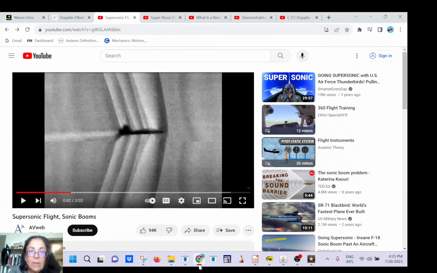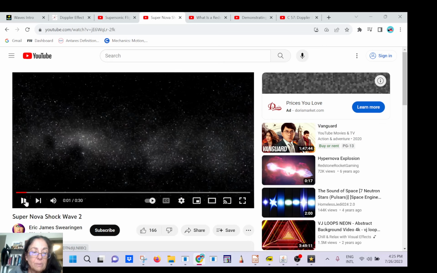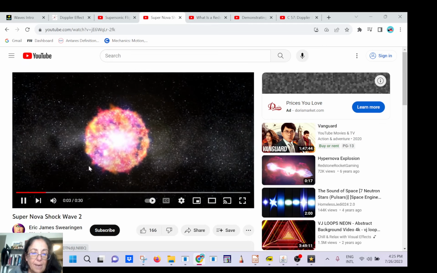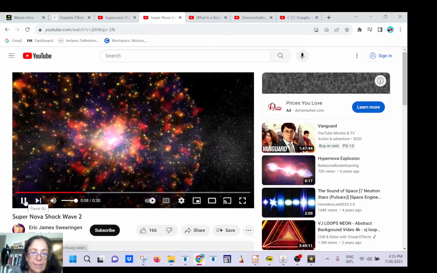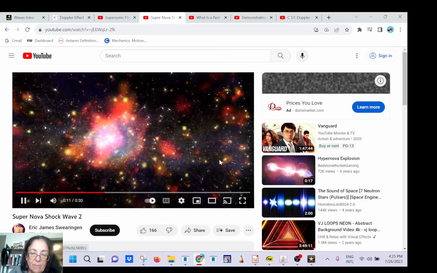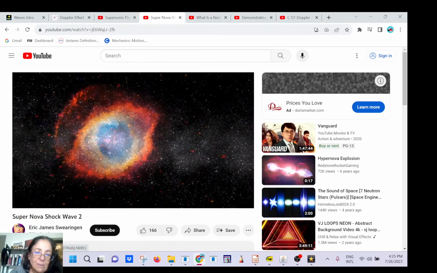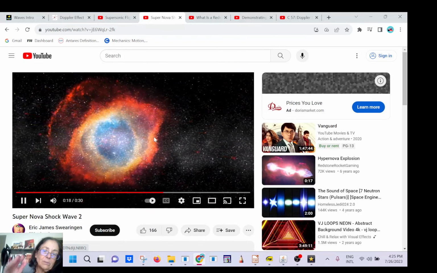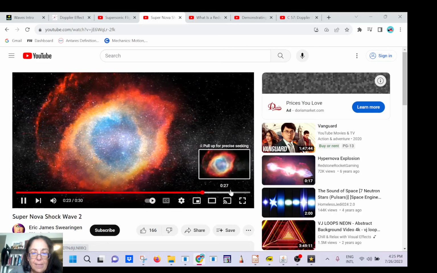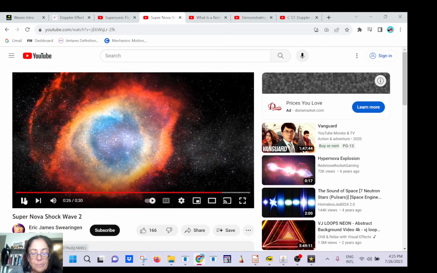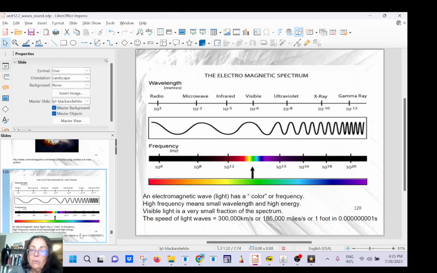So let's see if I have just a picture here, not a picture, a video. That's a supernova shockwave. Beautiful. You see the wave front here, except it's in 3 dimensions. So that's where all the wave fronts are piling up. So just beautiful. So that was for shockwaves.